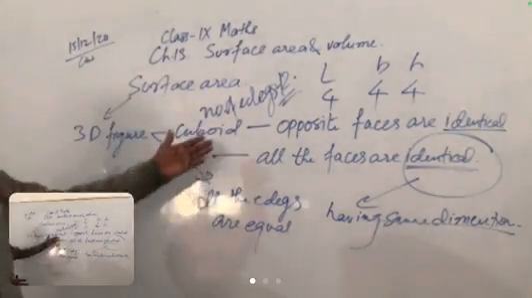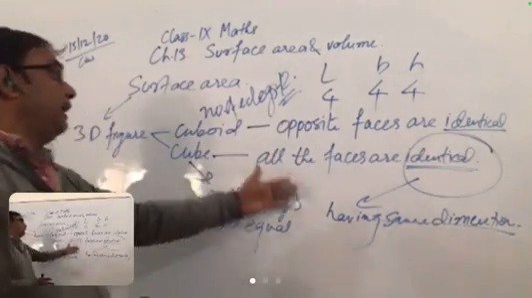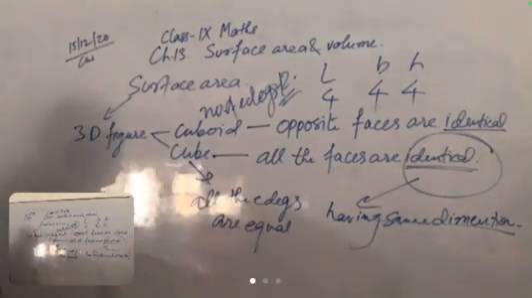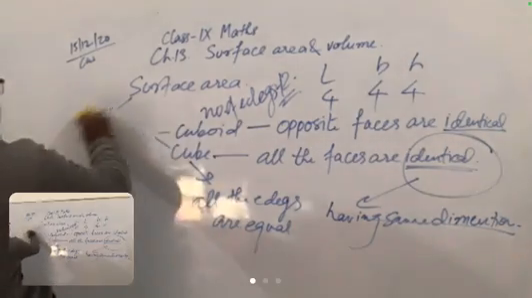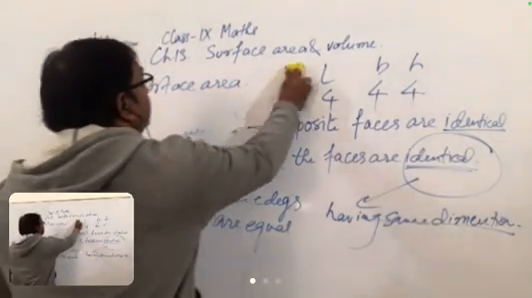तो ये तुम्हें याद रखना है कि opposite faces are identical and in a cube all the faces are identical. Now let us see the formula.